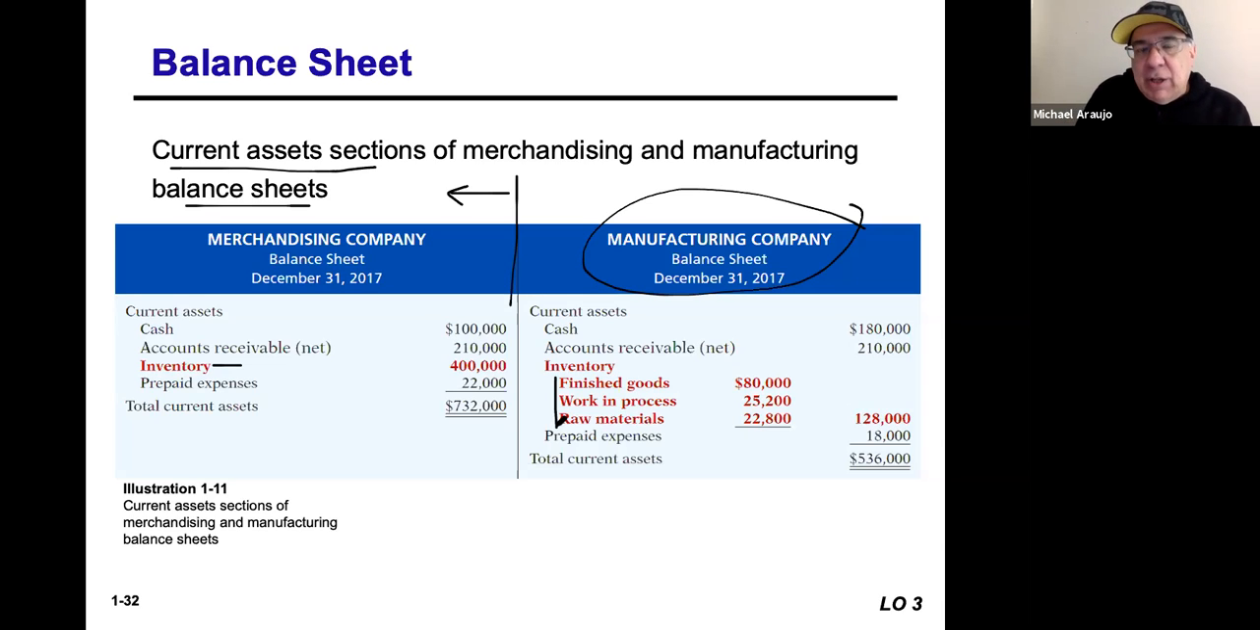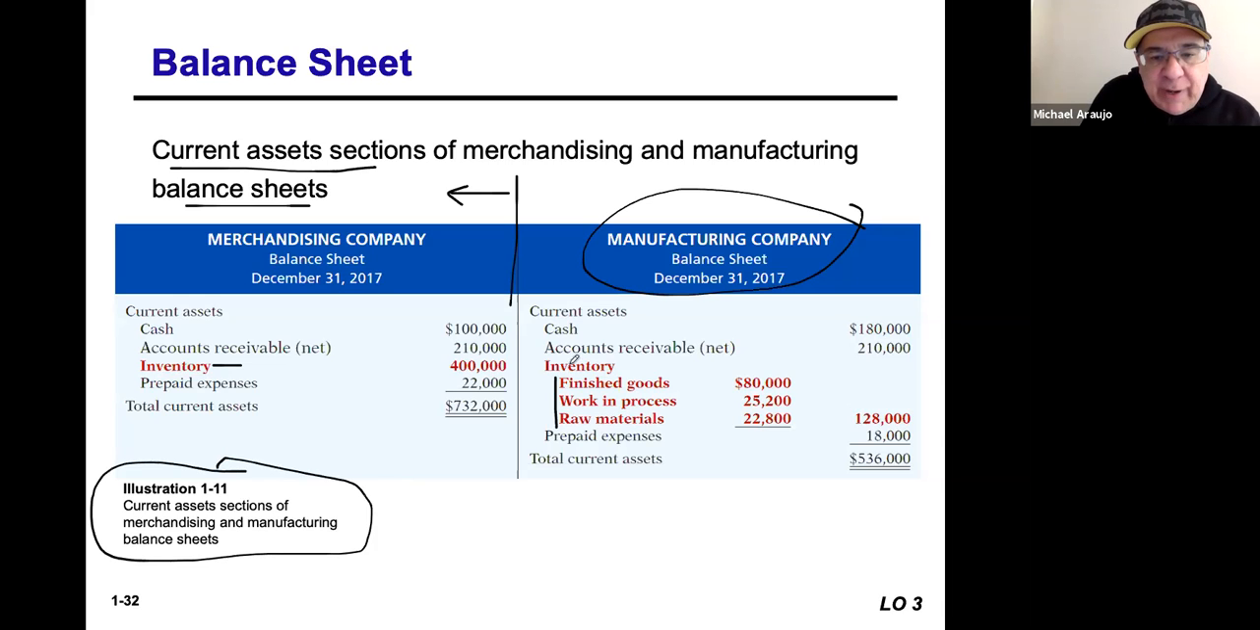Okay, so this is a big difference here. This is on page 15 in your book at the very top, illustration 111. And it's just to show, again, for a manufacturing company, inventory is going to be looked at and accounted for slightly differently than a merchandising company that you're familiar with from financial accounting.